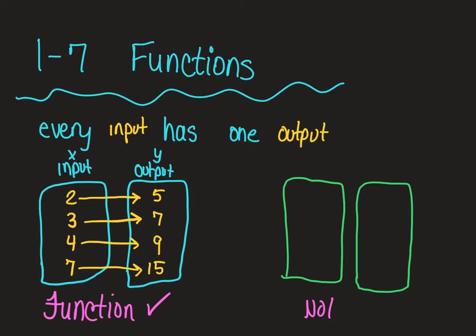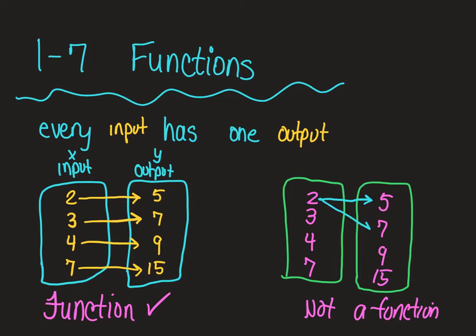Let's do one that is not a function. So not a function could have inputs that look like 2, 3, 4, 7, and outputs 5, 7, 9, 15. The numbers would be the same. But if 2 has an arrow to 5 and an arrow to 7, these can go whatever direction we want them to go. That 2 is where it fails the test, because every input, every number here, can only have one output, but this has 2 outputs.